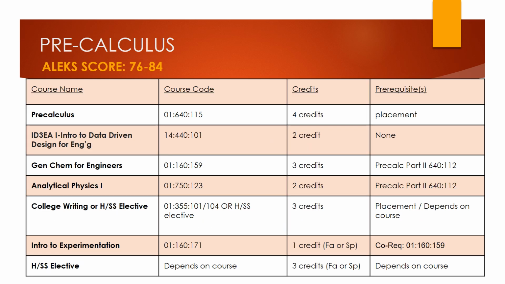The next is pre-calc, ALEC score of 76 to 84. So you're doing pre-calc 115, intro to data-driven design for engineering, Gen Chem for engineers, so that's 160, 159, analytical physics 1, 750, 123. You could choose college writing or humanities elective. Again, intro to experimentation, you can take fall, winter, or spring, so you do not have to try to squeeze that into your schedule. And again, the same thing with the humanities elective.